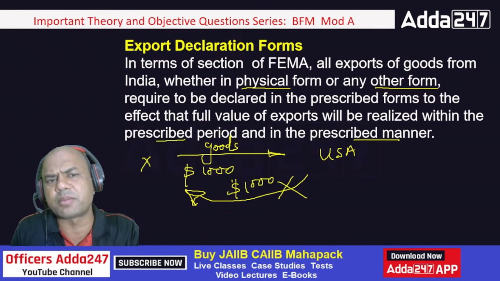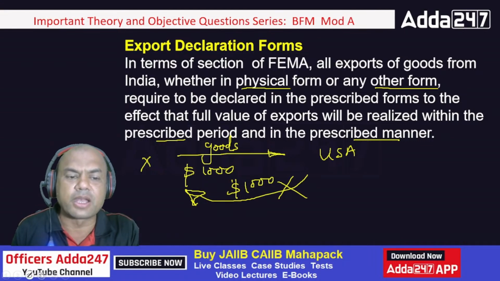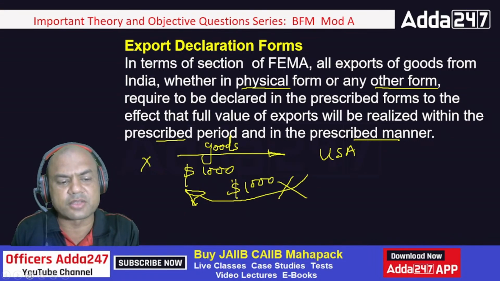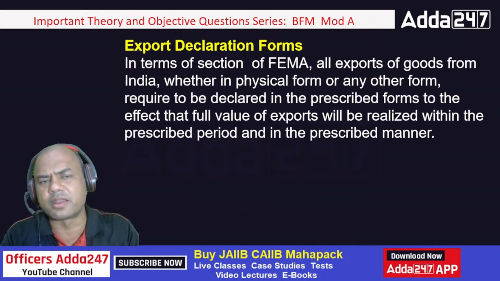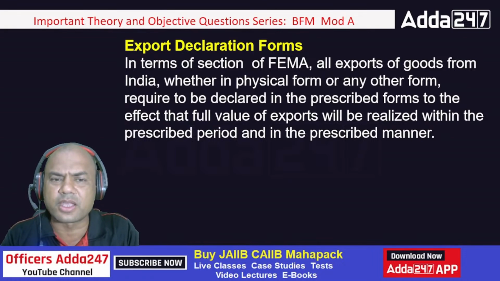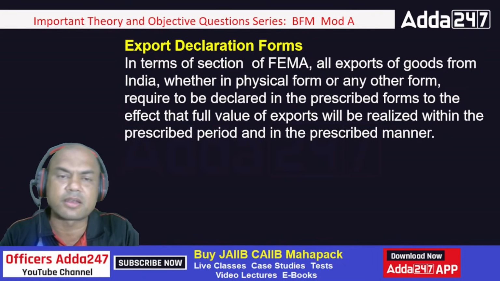What do you mean by prescribed manner? Period is okay. Period means what? There are various periods here, ranging from 9 months to 15 months. So period is okay, 9 months to 15 months. But what about the manner?